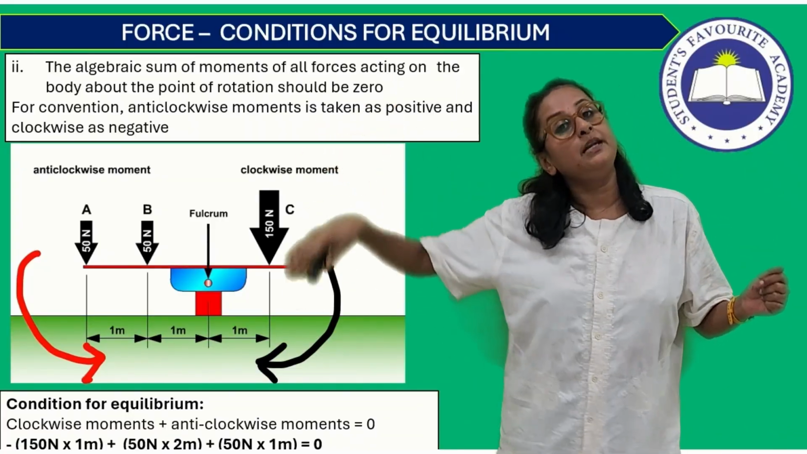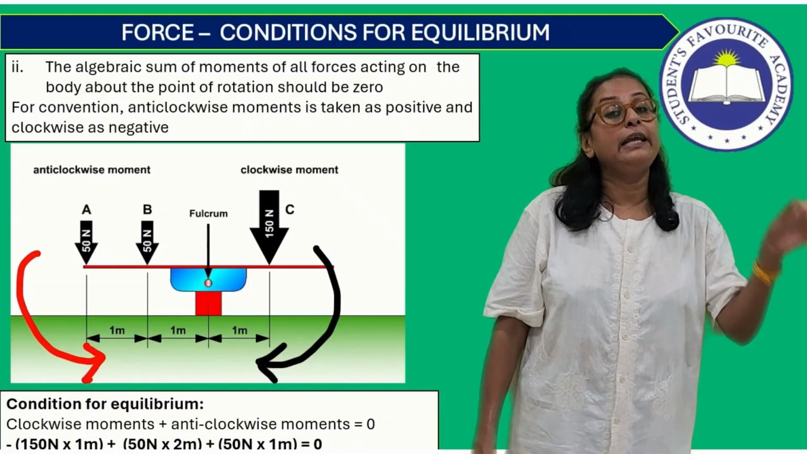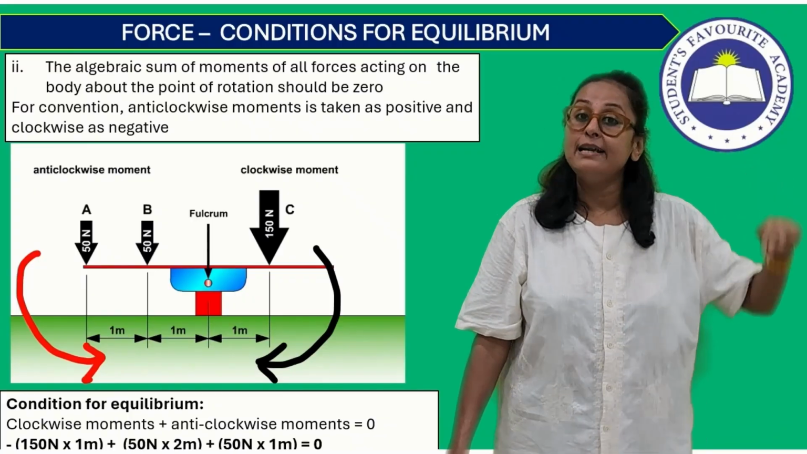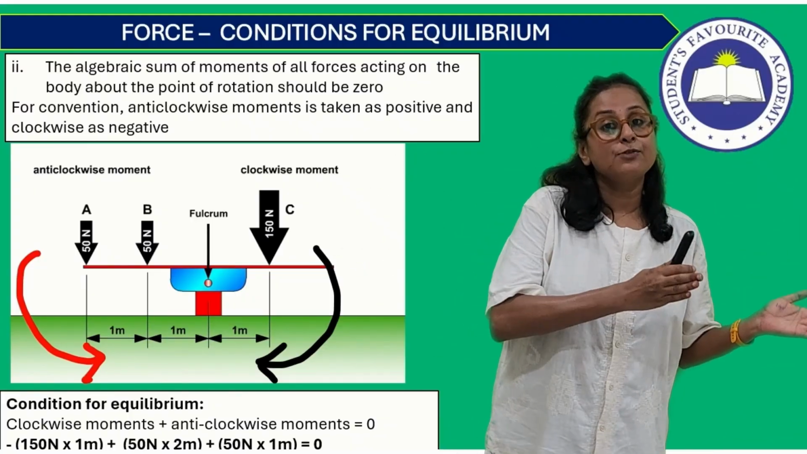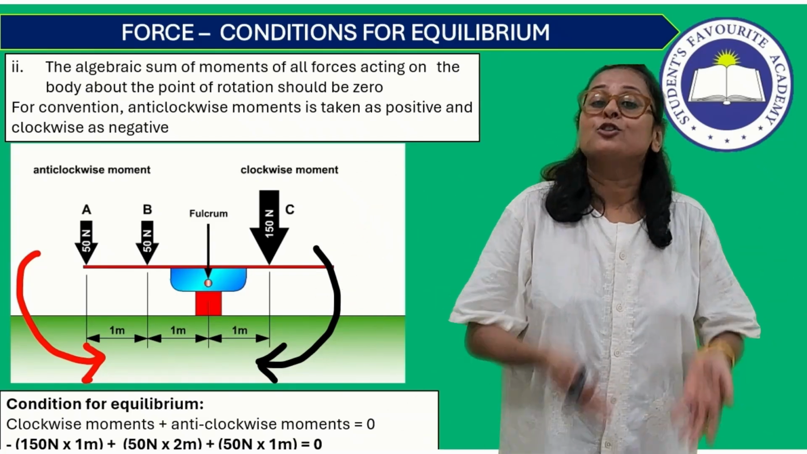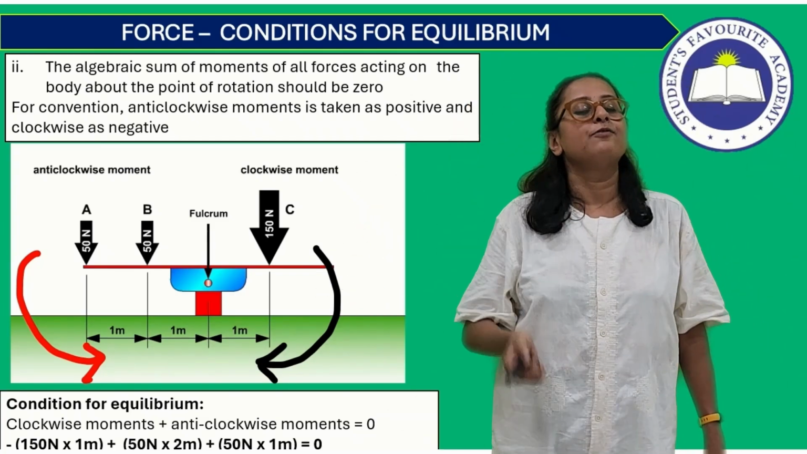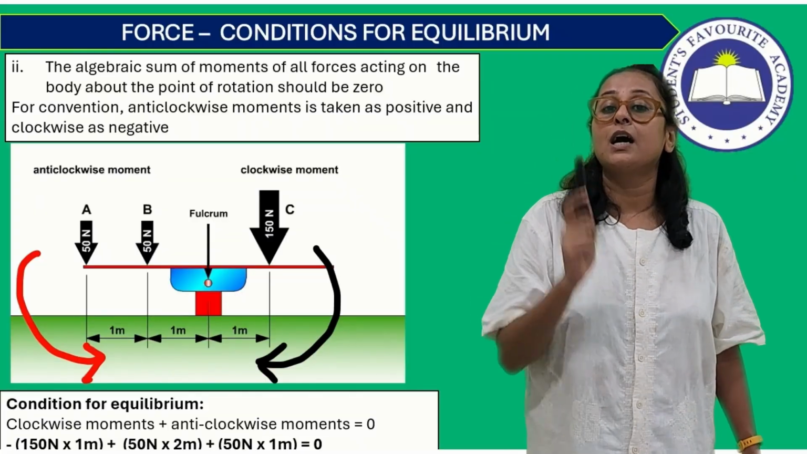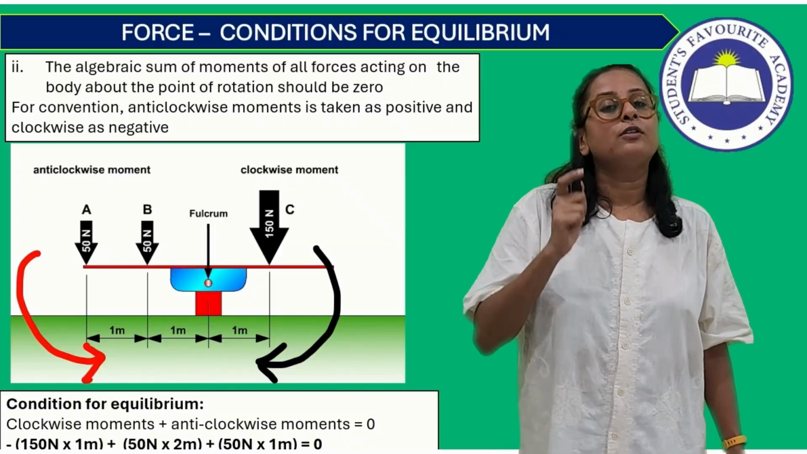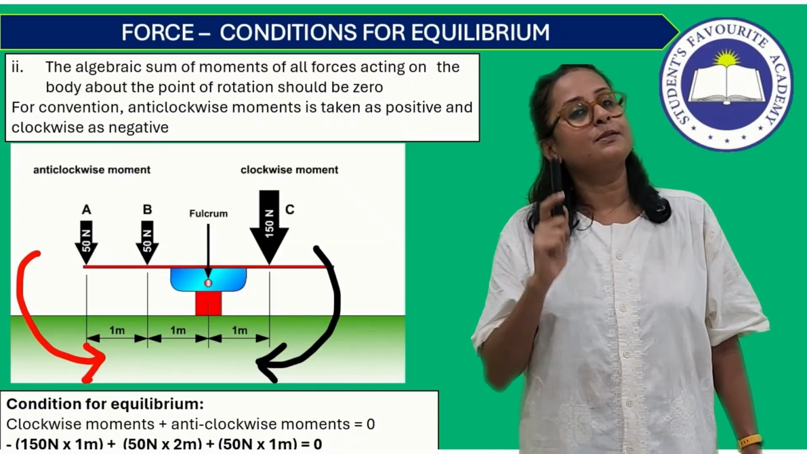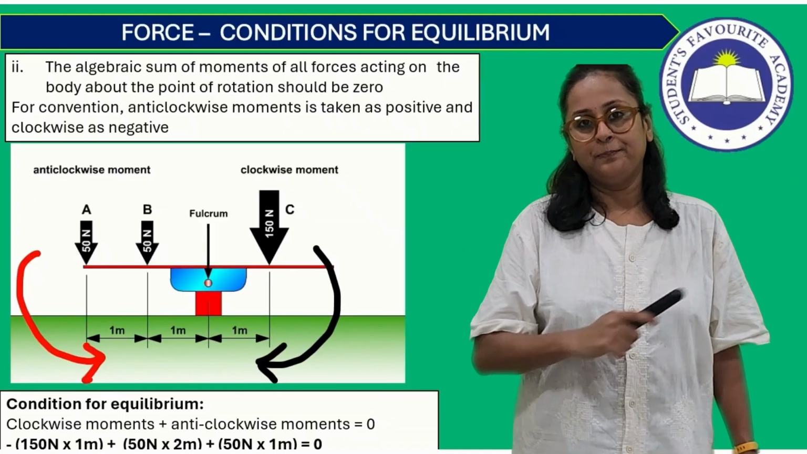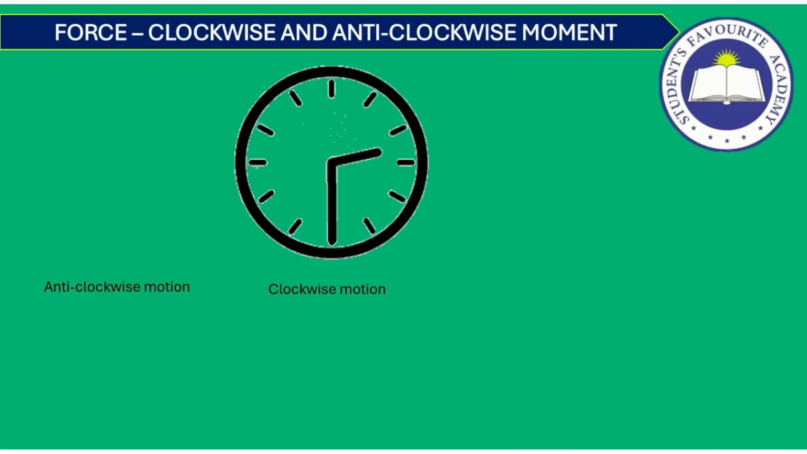Minus 150 Newton meter clockwise, and 50 plus 100 for both the bodies anti-clockwise, so they are positive. So minus 150 plus 50 plus 100 becomes 0. So the algebraic sum, with the correct convention and the correct sign, of all the moments about the fixed point is 0. So this body is also in equilibrium. It's in a state of static equilibrium.